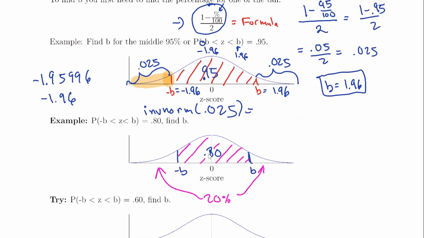So you could do 0.20 divided by 2 and you get 0.10. So here 0.10, here's 0.10. And that's how you want to do it, just using logic. I already know there's 80% in the middle, so that means there should be 10% to the left, 10% to the right. Everybody good on how I got 0.10, 0.10?